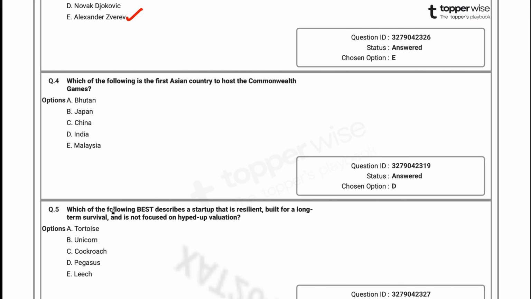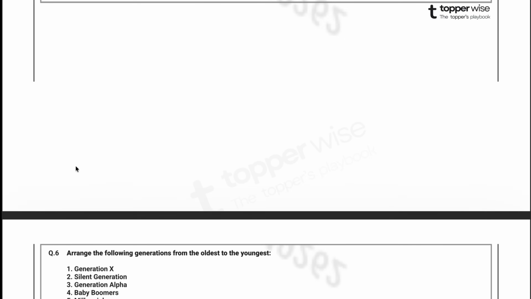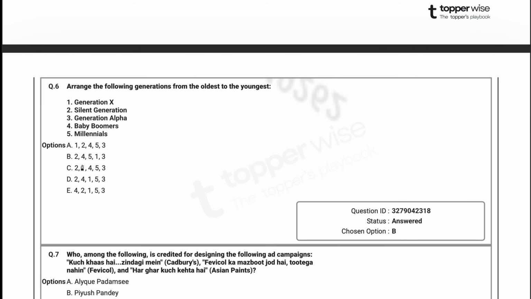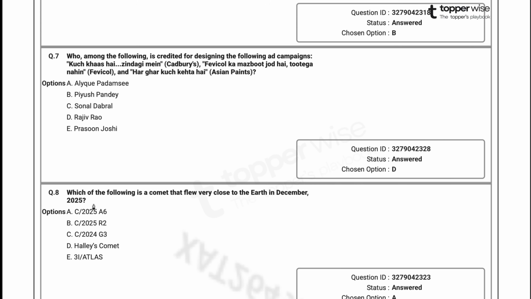Moving to the next question, question number 4. For question number 4, option D is the correct answer, India. Moving to the next question. For the next question, option A will be the correct answer. Now for the next question, question number 6. For question number 6, option D is the correct answer. For question number 7, if we see, the option B is correct here, Piyush Pandey.